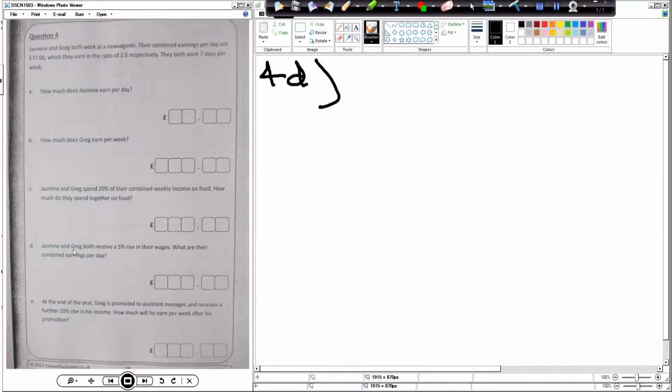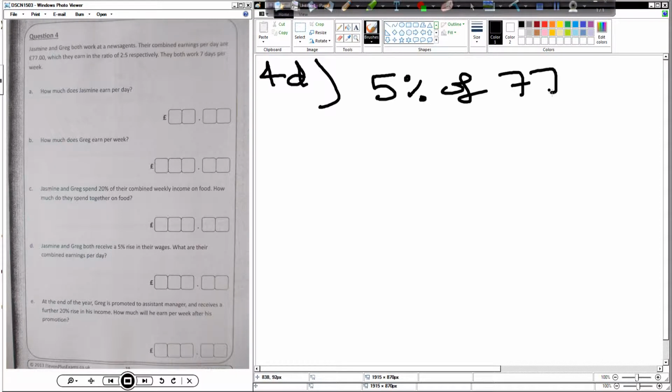Question 4D. Jasmine and Greg both receive a 5% rise in their wages. What are their combined earnings per day? So what we need to do, we need to work out 5% of their daily wages and then add it on. That's one of the quickest ways of doing it. Otherwise, we go into the decimal multiply technique, which is more GCSE style and involves long multiplication. So we'll just do it the simpler way, 5% off.